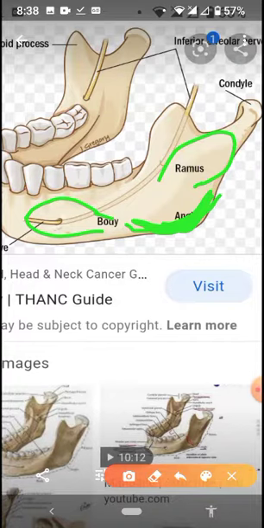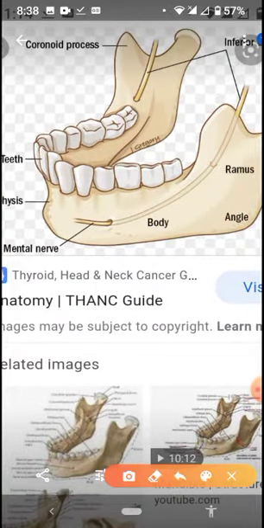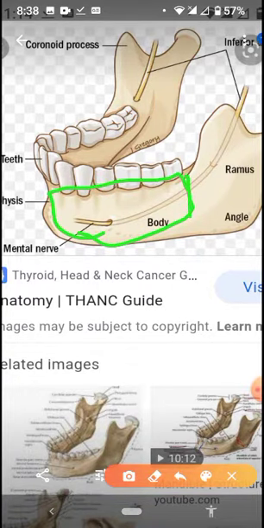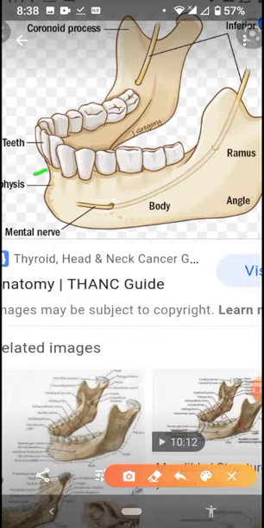First we will discuss the body. This is the body of the mandible. If we are talking about the body of the mandible, in the midline here we can see some elevation, not so big, some bone like this over here. So this is a point where the right and the left both meet, and the medial joint is formed, which is called the symphysis menti.